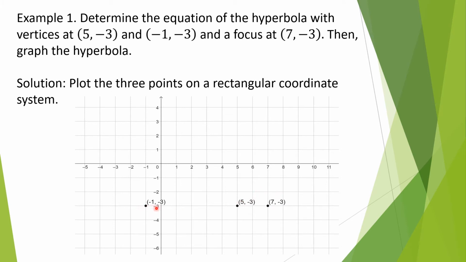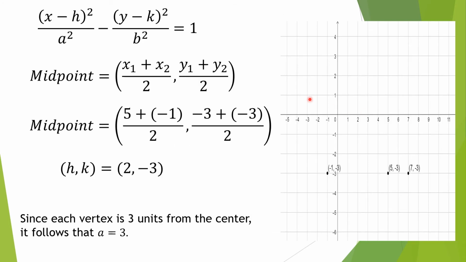So, (-1, -3) is located at the third quadrant, (5, -3) at the fourth quadrant, and (7, -3) at the fourth quadrant. Okay, so after looking at the points, the position sa aton points, we now determine nga the position sa aton transverse axis is at the horizontal position. So, nagapahigda ang aton nga transverse axis.